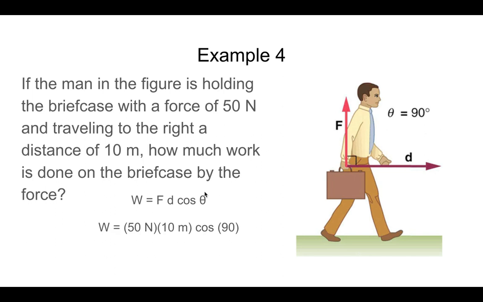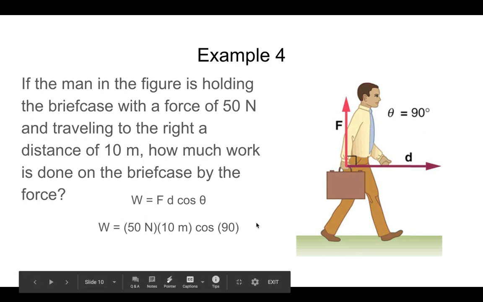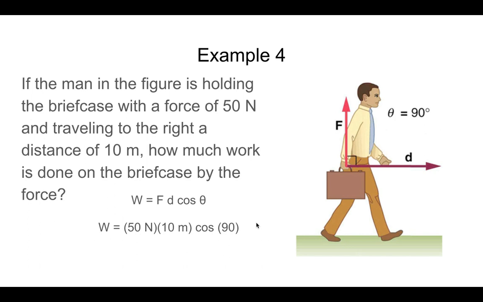So work is equal to 50 newtons for our force times the displacement of 10 meters times the cosine of 90. Now, what is the cosine of 90? Well, you might have already seen this or thought about it in your head. Cosine of 90 is 0. So here we get the work done by that force is 0 joules.